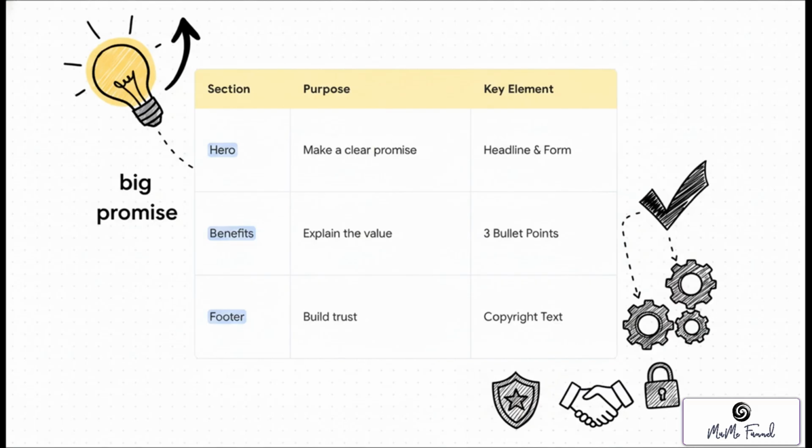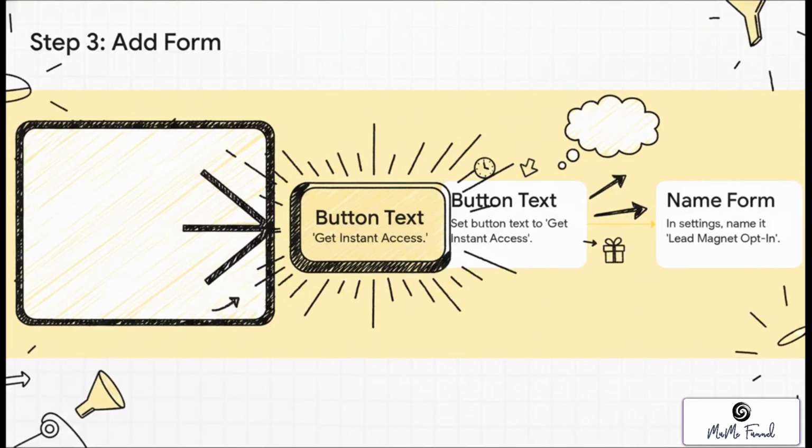Okay, step 3, we're adding the absolute heart of the page, the form. Just drag it right into that hero section. And here's a super important tip. Look at the button text. Submit? So boring. Get instant access? Now that's exciting. It's an action, it promises an immediate reward, and trust me, it dramatically increases clicks.